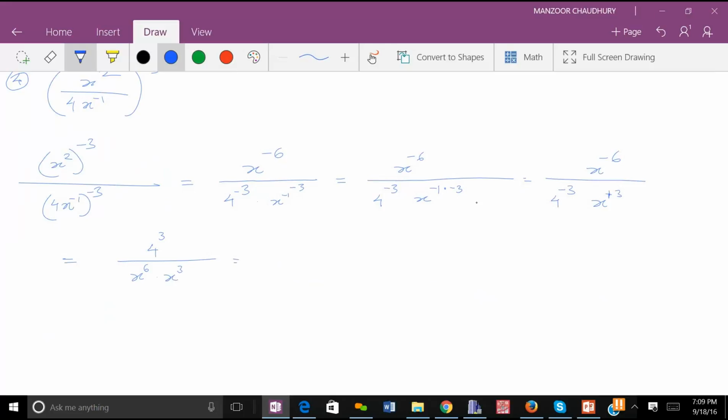At this point, what you do is 4 times 4 times 4, what do you get? 64. 64, right? Okay. And what do you have at the bottom? x to the 6 plus 3, which is x to the 9. I understand. Okay.